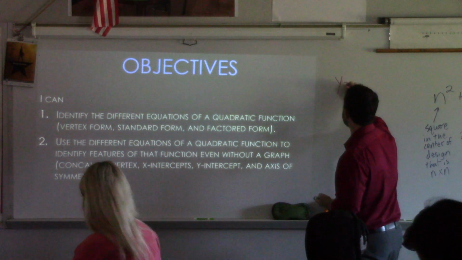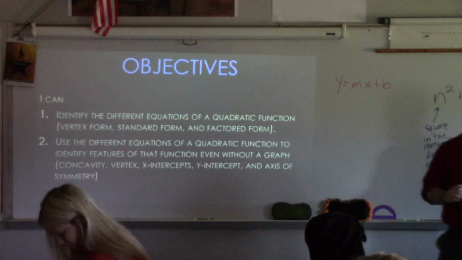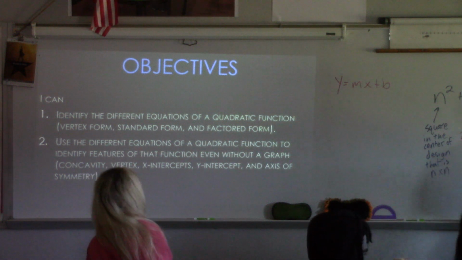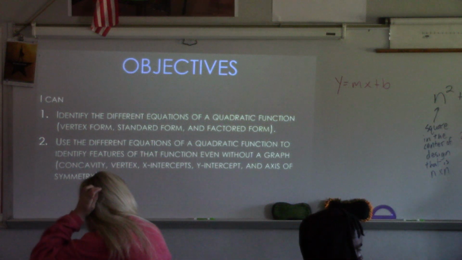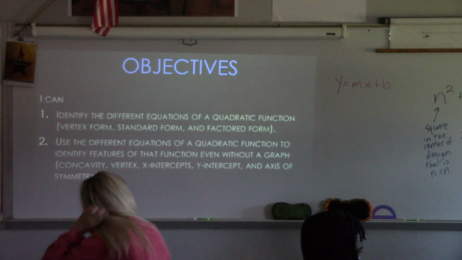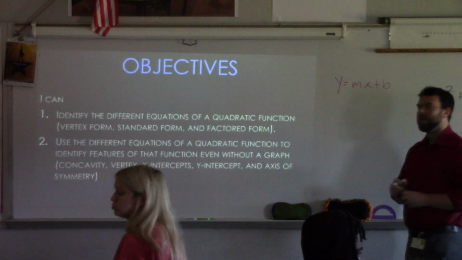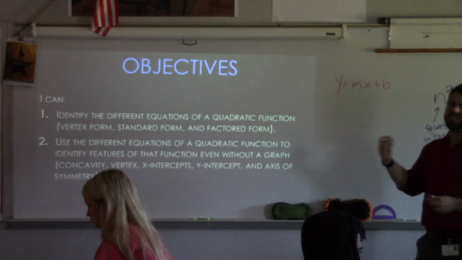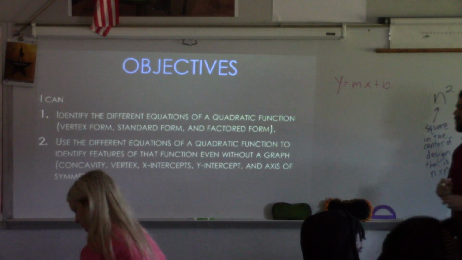Y equals mx plus b, that is one. That is known as the what? Slope intercept. Okay. Does anyone know any of the other equations of a line? So change in y divided by change in x is slope. A plus bx, that's still slope intercept. It's just a different format for slope intercept.